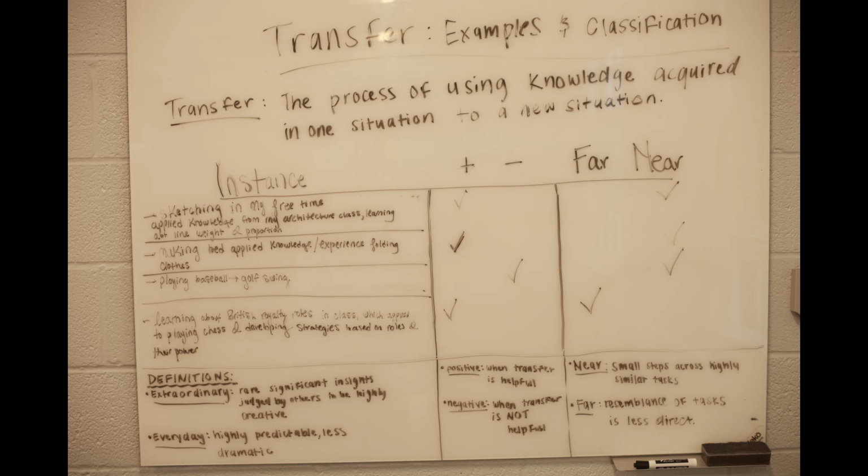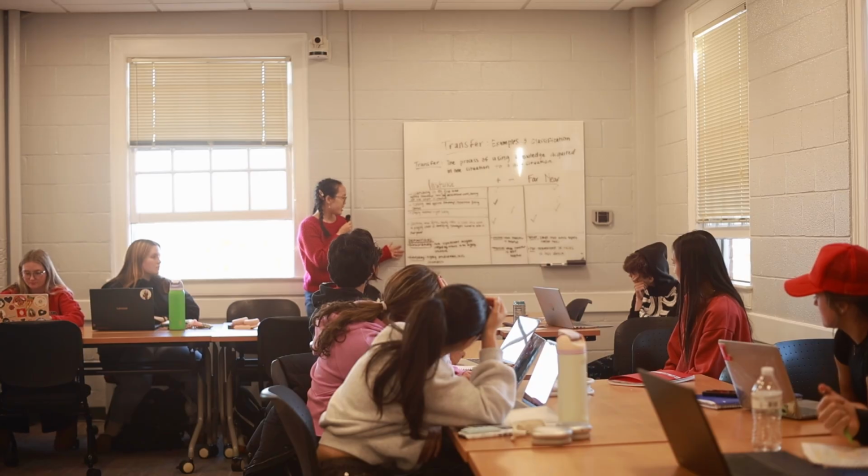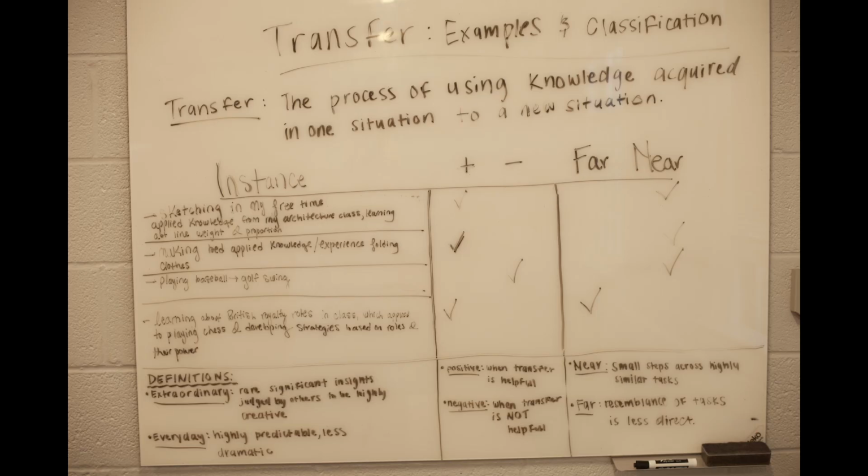For positive transfer, it's basically when transfer is helpful. Negative is when it isn't. Near is small steps across highly similar tasks, while far is where the resemblance of tasks is less direct. And then we also have 2 other types of transfer, which are extraordinary and everyday.